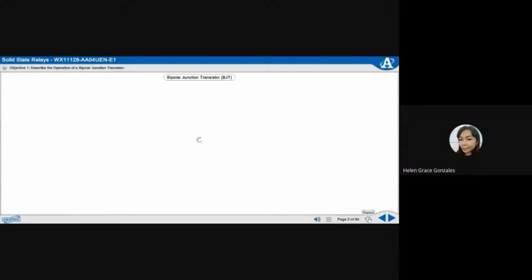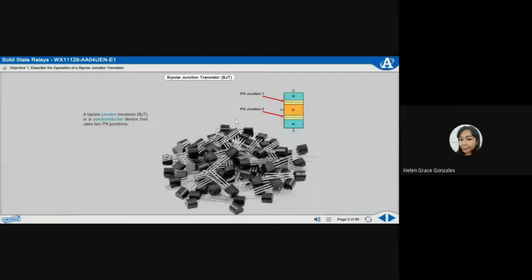Describe the operation of a bipolar junction transistor. A bipolar junction transistor is a semiconductor device that uses two p-n junctions. Transistors are the base component in most semiconductor circuits and serve one of two primary functions: to operate as an electronic switch and to amplify a signal.